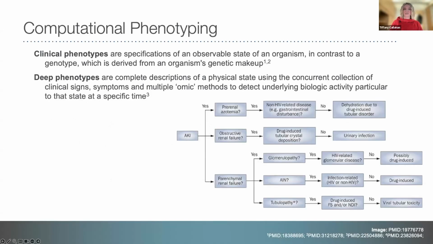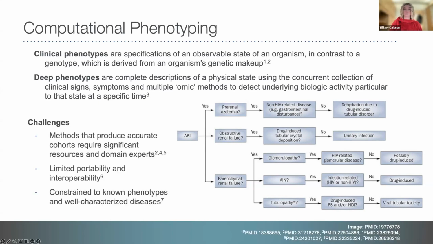In case you're not familiar, clinical phenotypes are specifications of an observable state of an organism, in contrast to a genotype, which is derived from an organism's genetic makeup. Computational phenotypes can then be thought of as machine-readable versions of these specifications, and most often they're applied to EHR data. The figure on this slide provides a really simple example of a computational phenotype designed to identify patients with acute kidney injury. Deep phenotypes we can think of as algorithmic solutions to improve computational phenotypes by incorporating additional data. We do this because we want to create more accurate and precise descriptions of a patient's state.